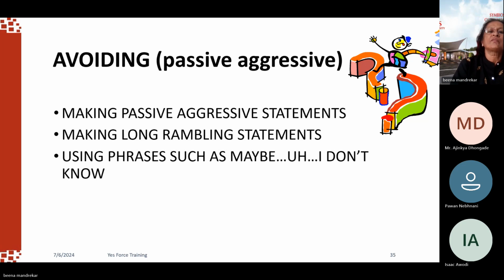Avoiding, that is passive aggressive. Making passive aggressive statements, making long rambling statements using phrases such as maybe, I don't know. Sometimes in college, when I was teaching some years back, I had asked someone, why are you late? Ma'am, there was too much traffic. Okay, why did you come late? Oh, my grandfather fell ill and I had to take him to hospital. The servant didn't come, and so all kinds of, I don't know, maybe, somewhat, excuses. All these are passive aggressive statements.